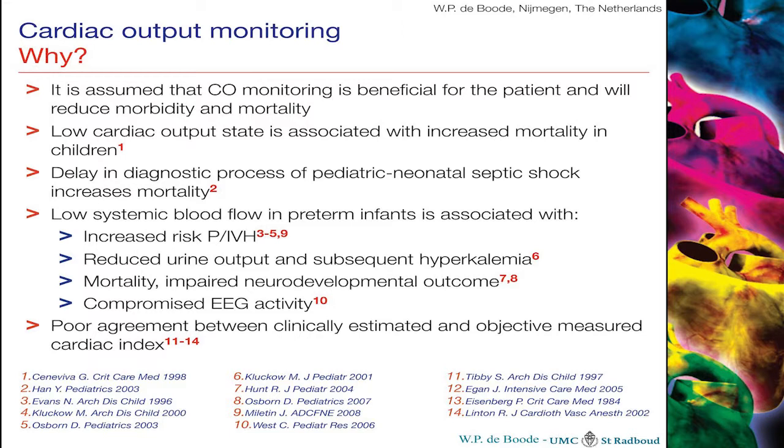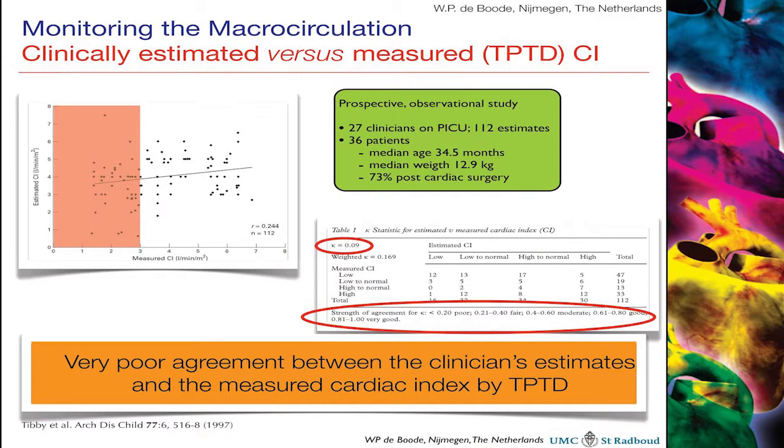And focusing on preterm infants, we know that a low systemic blood flow is associated with an increased risk in intracranial hemorrhages, in a reduced urine output and a subsequent hyperkalemia, increased mortality, impaired neurodevelopmental outcome, and compromised EEG activity. And as Anko Top already mentioned, there's a very poor agreement between a clinically estimated cardiac output and objectively measured cardiac output. And that is very nicely shown in a study by Shane Tibby from London.